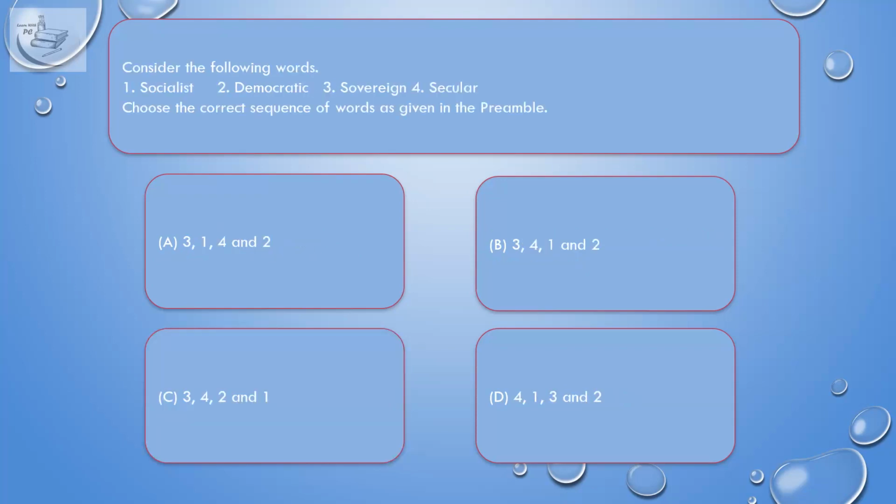Correct answer is C. Social equality is guaranteed in our Constitution. Question: Consider the following words. 1. Socialist. 2. Democratic. 3. Sovereign. 4. Secular. Choose the correct sequence of words as given in the preamble. A. 3, 1, 4 and 2. B. 3, 4, 1 and 2. C. 3, 4, 2 and 1. D. 4, 1, 3 and 2. Correct answer is A. 3, 1, 4 and 2.